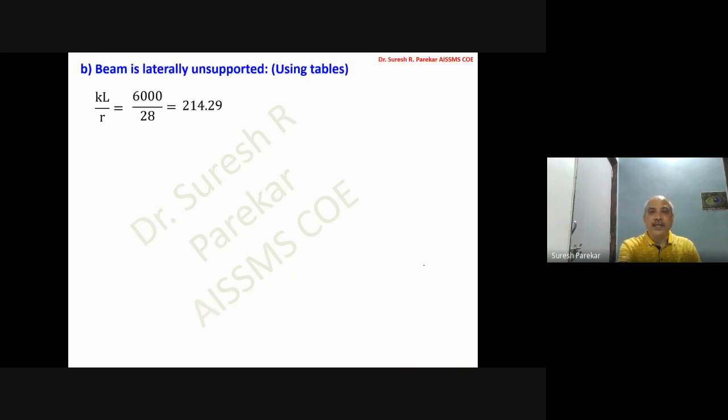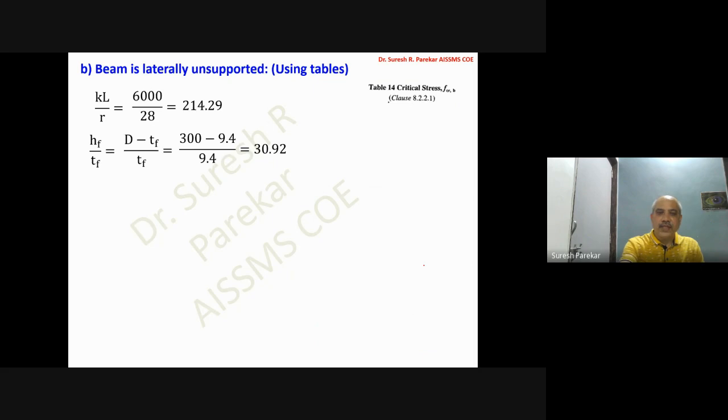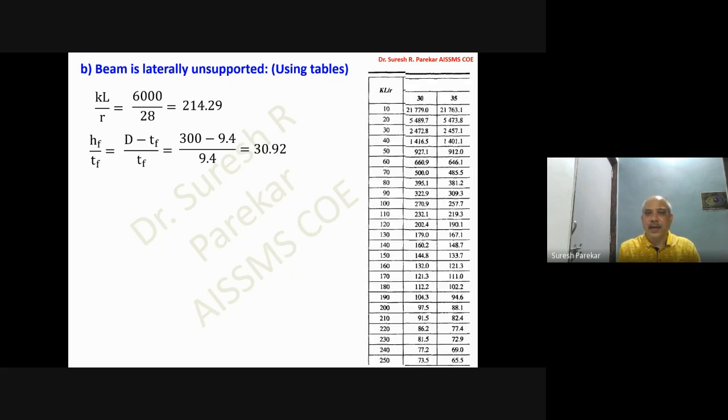Now beam is laterally unsupported, so we have to use Table 13 and Table 14. So we have Table 14, that is for FCRB, and then we have KL upon R. If you see this table, we have KL upon R, and here we actually have H divided by TF. I can say this will be HF, the center to center distance of flanges upon thickness of flange. And here we have KL upon R. So we have to find these two values, and then we are in a position to use this table.